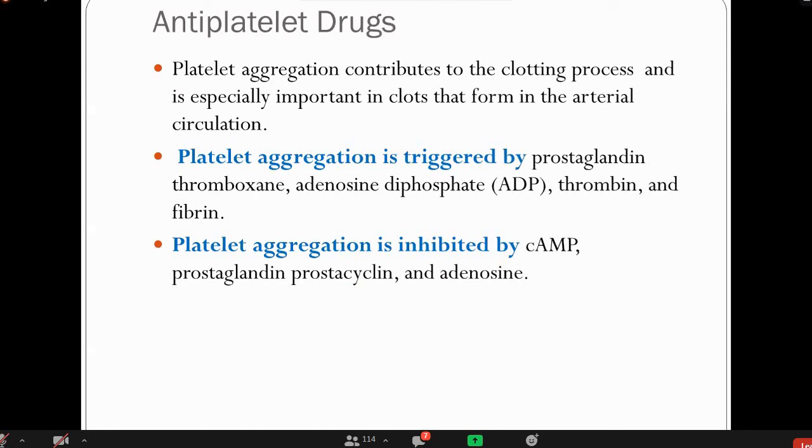Now this is an important point. Platelet aggregation is triggered or stimulated by prostaglandin thromboxane, adenosine diphosphate, thrombin, and fibrin. So these are the factors which are responsible for promoting platelet aggregation. But platelet aggregation is inhibited by cyclic AMP, prostaglandin, prostacyclin, right, and adenosine. So these are the factors which are responsible for preventing platelet aggregation.